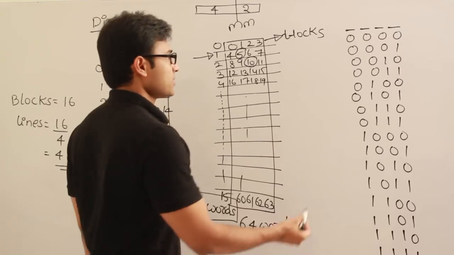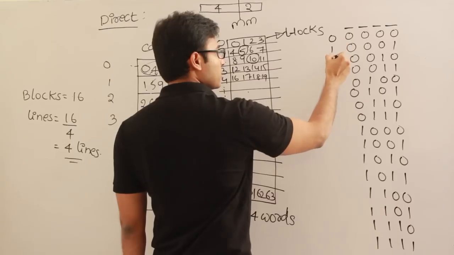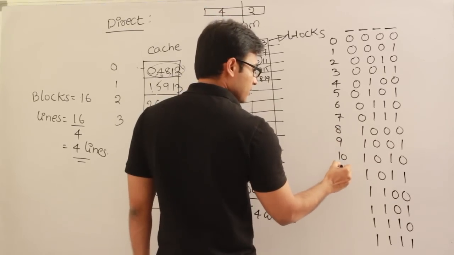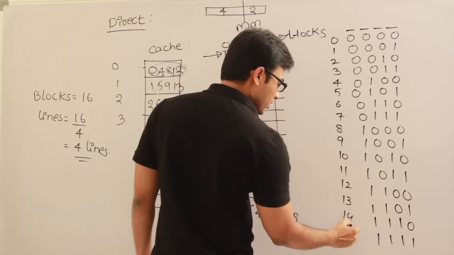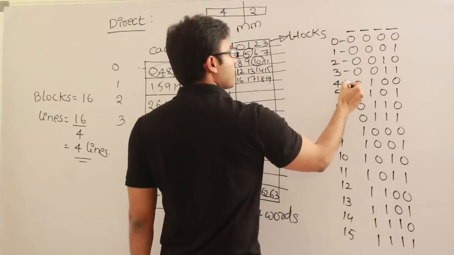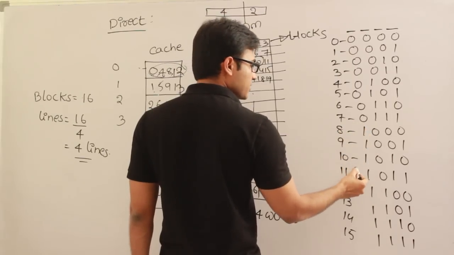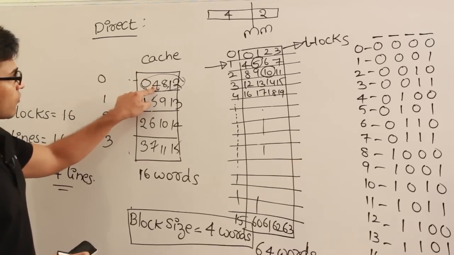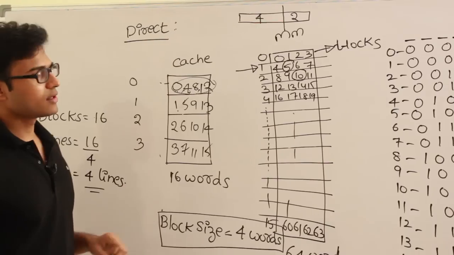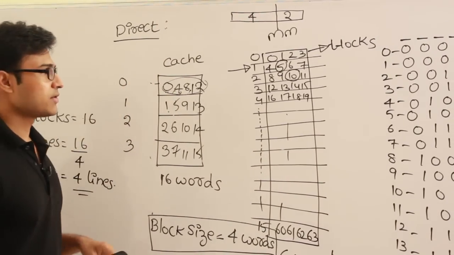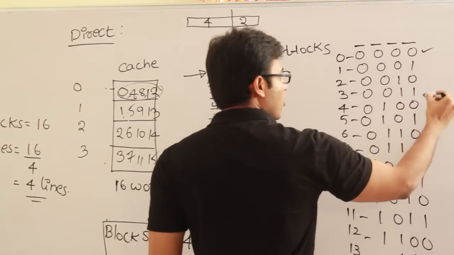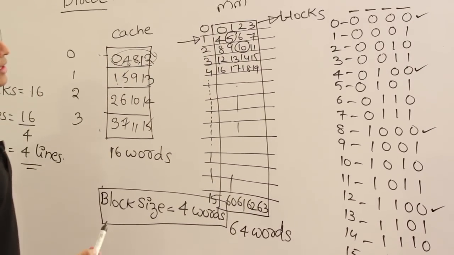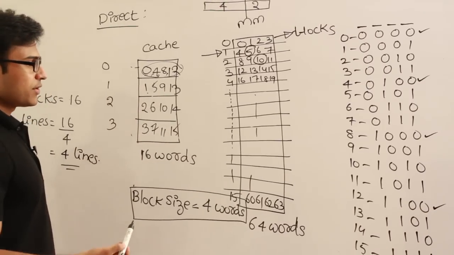Okay, there are all the 16 block numbers. So 0, 1, 2, 3, 4, 5, 6, 7, 8, 9, 10, 11, 12, 13, 14, 15, right? They are all the block numbers in the main memory. I have written all the block numbers in binary so that I can observe what is really going on here. So if you watch this, they are saying that 0, 4, 8, 12 are going to get into line number 0 of the cache. So these 4 blocks are getting into line number 0. So why should they get into line number 0?